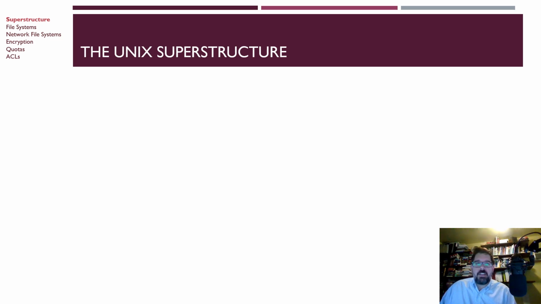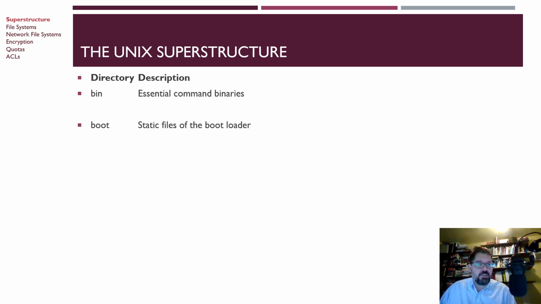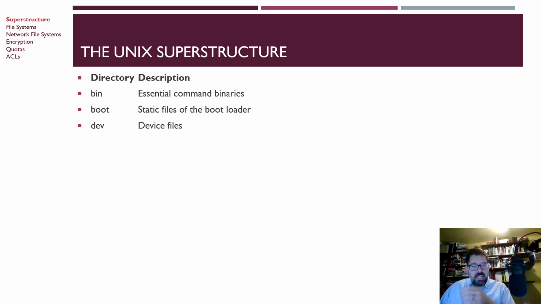All right, continue on the UNIX superstructure. Typically, you'll have a bunch of directories, right? So what do we find in those directories? In the bin, that's your essential binaries. Boot has your static bootloader files and your bootloader. In dev, you have your device files. Again, one of those cool things about Linux and the elegant simplicity of Unix is everything is a file, including devices. Your hard drive is a file. Your CD-ROM drive is a file. USB drive is a file. Everything is a file, right?